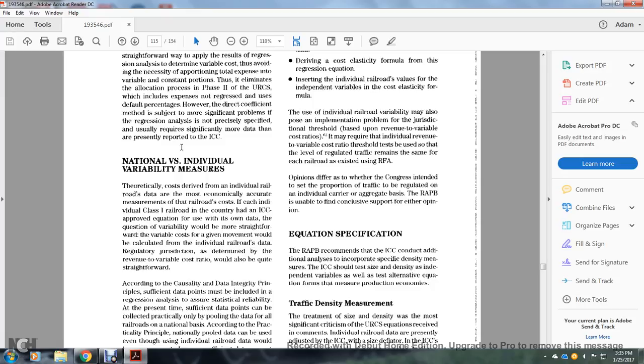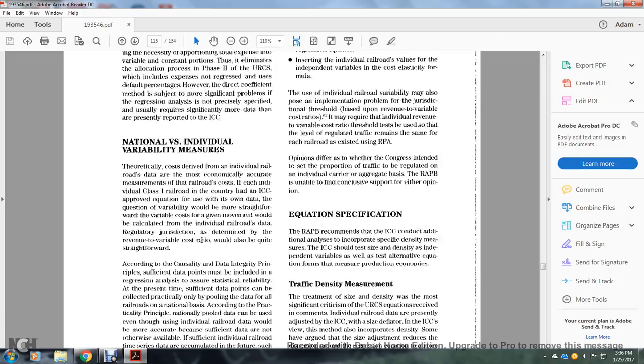National individual variability measure. The theoretical cost derived from the individual railroad data must be an economically accurate measure of the railroad cost in each individual Class 1 railroad. The Interstate Commerce Commission approved the equation for the use of its own data, but the question of variability would be more straightforward where the variable cost of the movement would be calculated with the individual railroad data. The regulatory jurisdiction is determined with the revenue variable cost ratio. The cost ratio would also be quite straightforward.